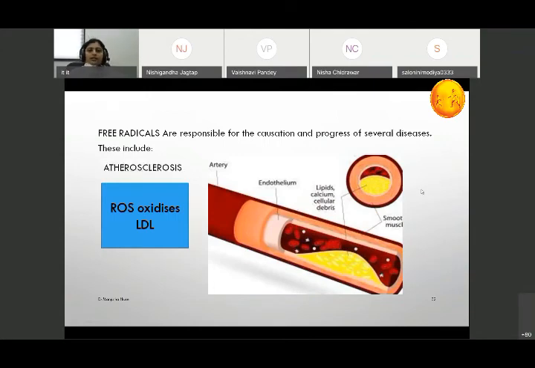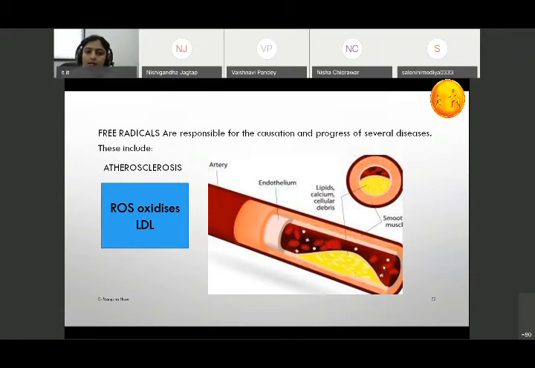Now, there are certain disorders which are associated with this reactive oxygen species and free radicals. This again comes as a short note. Disorders associated with free radicals, or disorders that occur as a result of free radicals and reactive oxygen species. So we'll start with the first disorder, that is atherosclerosis.